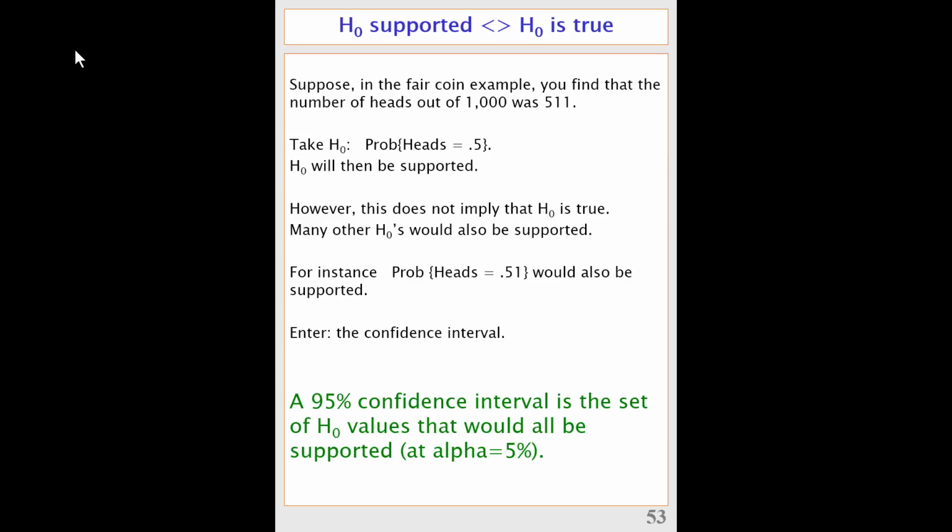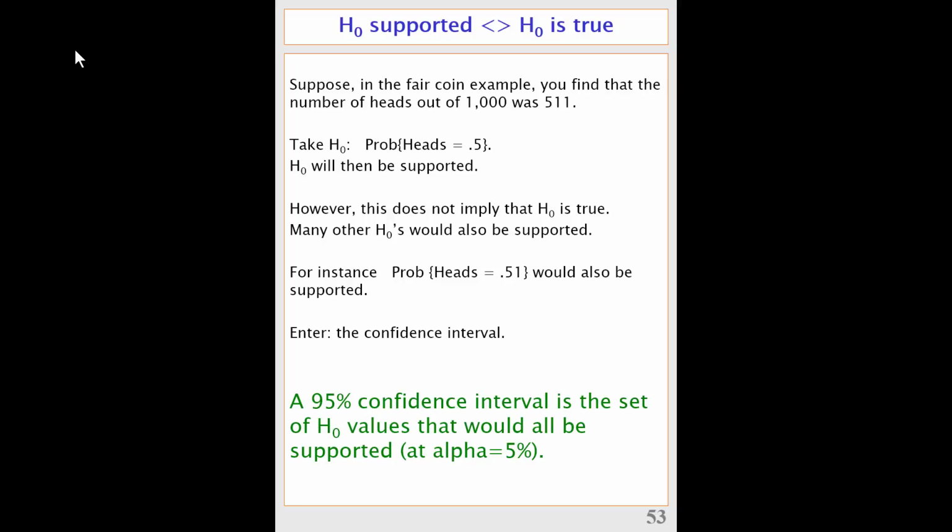Okay, then, let's see. Why do we get into this trouble? It's not so easy to really say H0 is now true. Because we could look at different kinds of H0s that we could have started with, and that would also have worked. For instance, let's suppose that you flip a coin 1,000 times and you have 511, just a random number of heads there. Then what you would find is H0 will be supported if you look at the probability of heads equal to 0.5. Now you would like to conclude, but then H0 must be true.